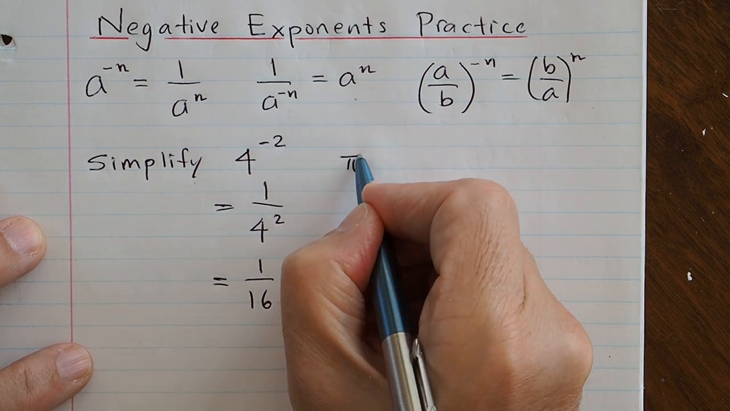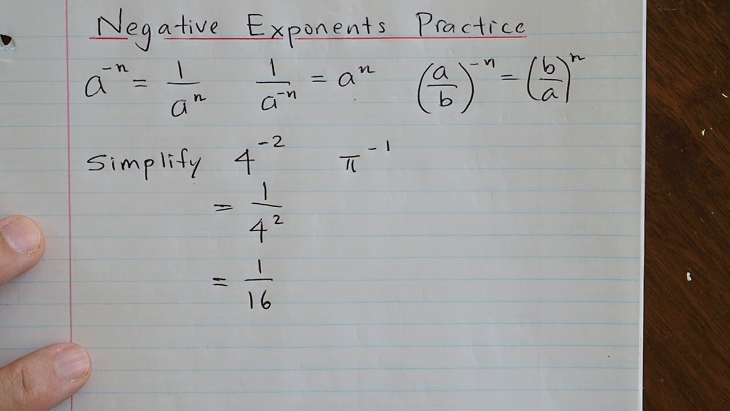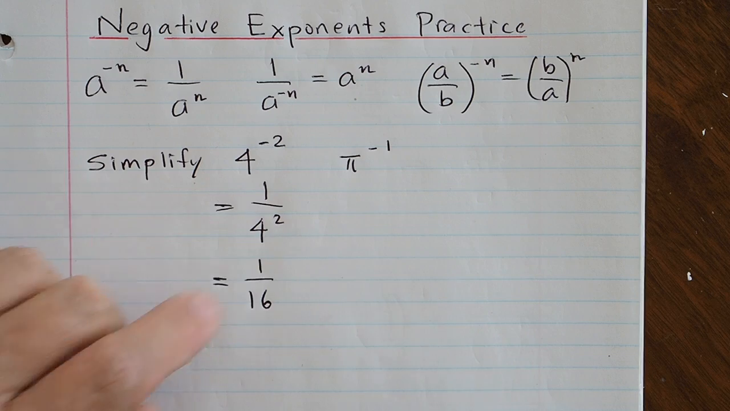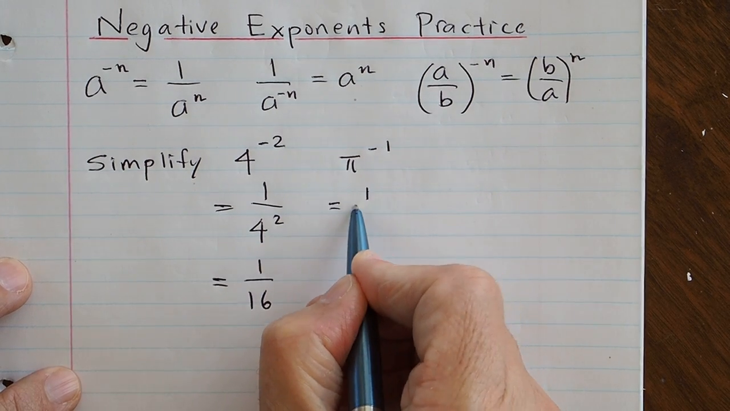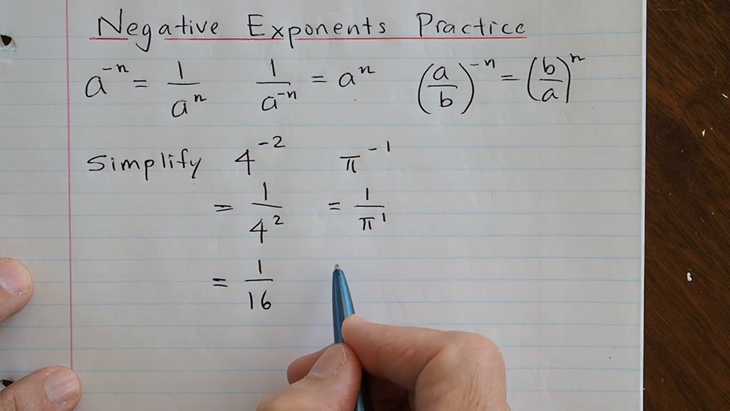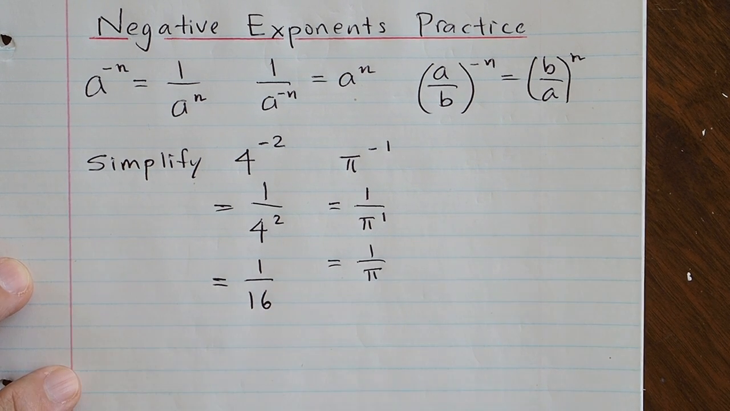How about pi to the negative 1? Yes, pi can be a base, no problem. So in this case, a takes on the role of pi and n takes on the role of the 1. And you would have 1 over pi to the 1, but nobody uses 1 as an exponent, so we would just write 1 over pi.